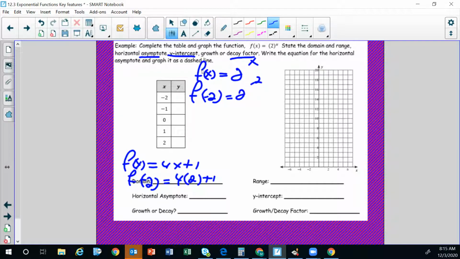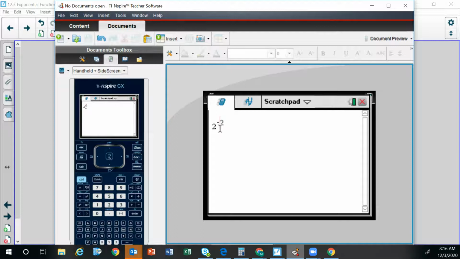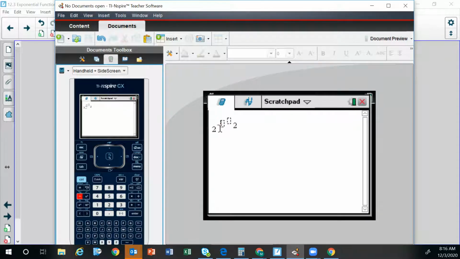So go to the calculator. We're going to find the value of 2 to the power of negative 2. Press 2, then the upside down V, then enter negative 2, and then enter. And what do you get? 1/4, exactly.